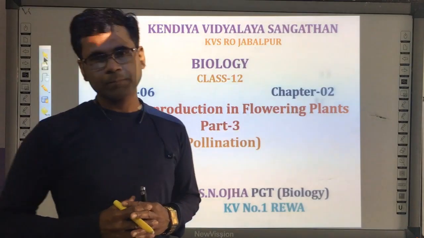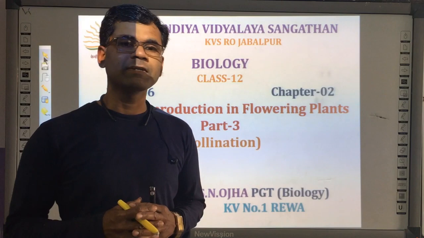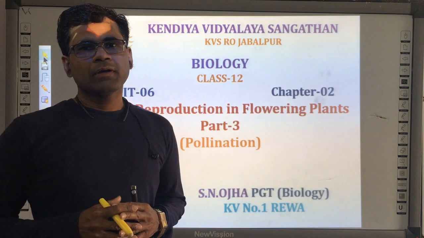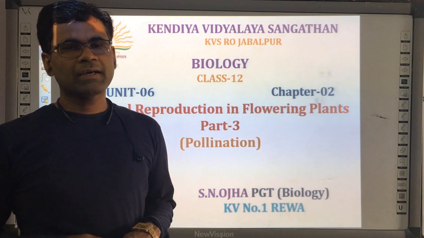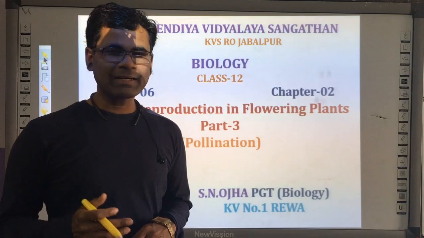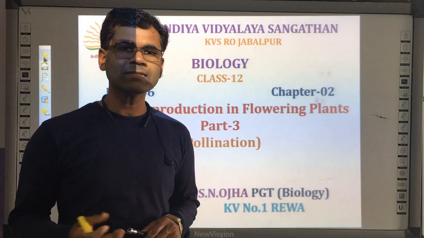About the second chapter of your sixth unit, that is sexual reproduction in flowering plants. In this topic, we have already covered two topics. First one is microsporogenesis, that is the formation of pollen grain and microsporangia. And second one is megasporogenesis, that is the process of formation of embryo sac and female gamete, also called as egg.